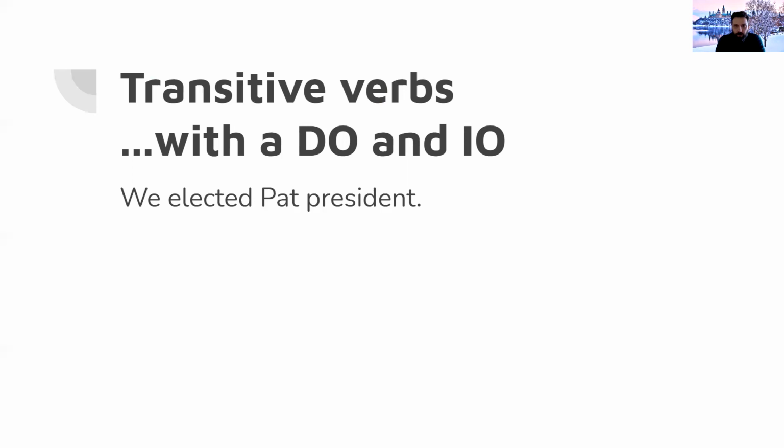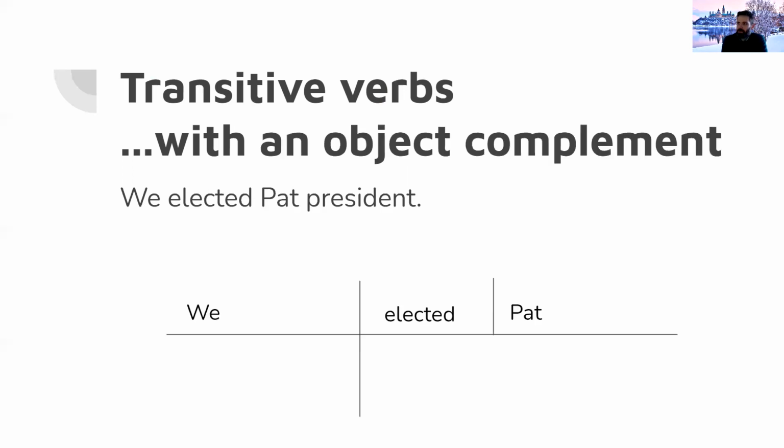We elected Pat president. We elected Pat president of our school club. Okay. The subject is we, the main verb phrase, elected. And then we've got these two words, Pat and president. Okay. Here's how we want to represent this. This is an object complement.